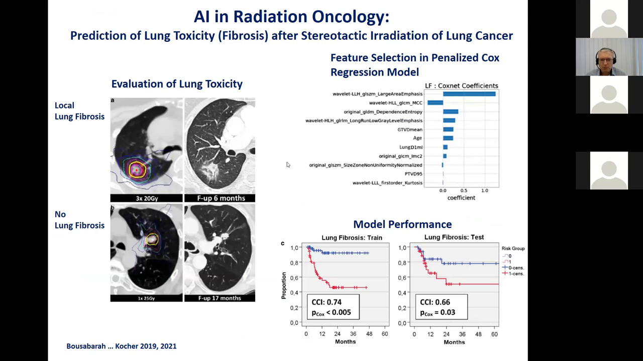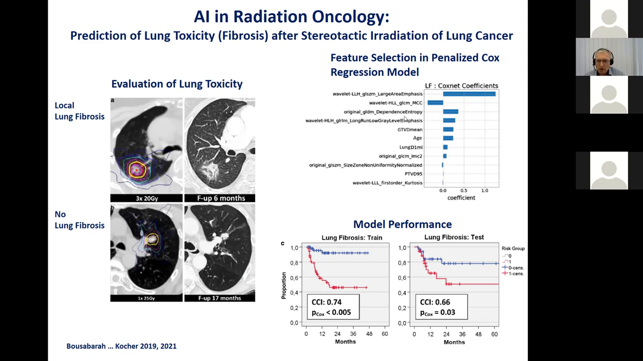This is a paper from our group. Here we use the CyberKnife to treat lung tumors. You see a patient with a small lung tumor. He gets a very circumscribed irradiation, and in this patient, a local lung fibrosis develops. And this patient was also treated in almost the same way, but no reaction of the lung developed. So we try to predict which patient will develop this kind of reaction, and then we developed a model which included about 10 features.